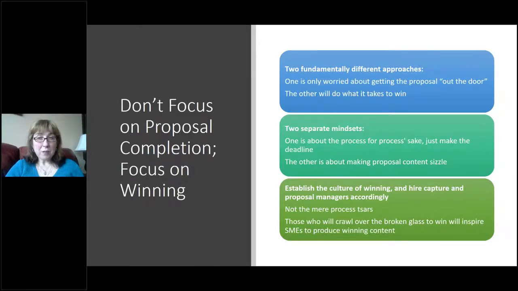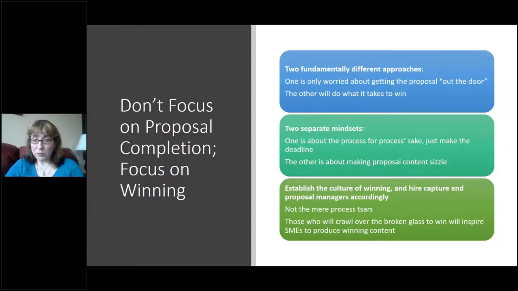So these are fundamentally different approaches culturally, right? The first one is worried about getting the proposal done by the deadline. No matter what, it goes in by the deadline, which is nice because you can't really win if you don't make the deadline because you're going to be thrown out. However, it really is not what's going to win you the proposal. So the other approach is to focus on what it takes to win.